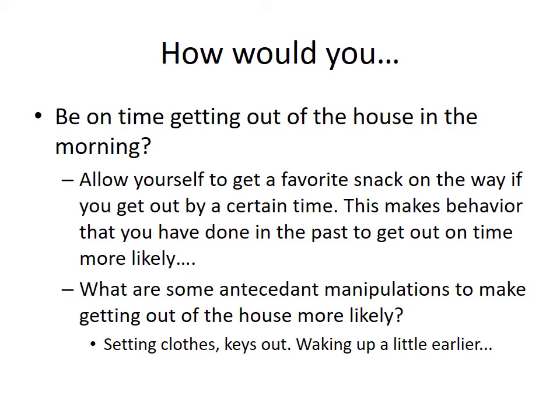So in this example, let's say that we allow ourselves to get a favorite snack on the way if we get out by a certain time. If this creates enough of a motivating operation, this will make the behavior that you have done in the past to get out on time more likely, such as maybe getting up earlier, getting dressed faster, etc. Whatever the behaviors are that allow you to get out on time.